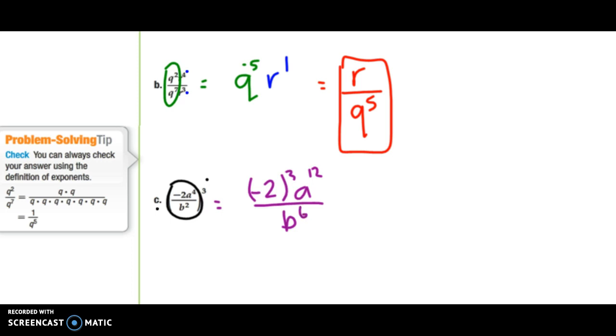Now the only thing I need to do to finish simplifying this is deal with this negative 2 to the third power. Negative 2 times negative 2 is positive 4, times negative 2 is negative 8, a to the 12th, b to the 6th. And again, you'll see I don't have any base show up more than once. I have it in my simplest form of a fraction, and no power to a power.